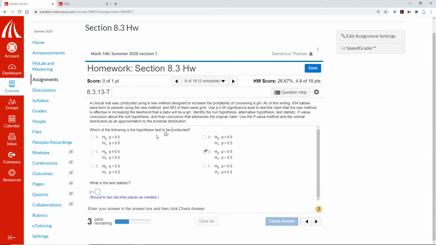And then the sample proportion would be 863 out of the total 934 babies. And this is very, very significant. I mean, clearly it's going to work out. So I'll let you do the rest of that. But you would do exactly what we've been doing. And then the p-value will definitely be less than 0.05. The p-value might even be close to 0.